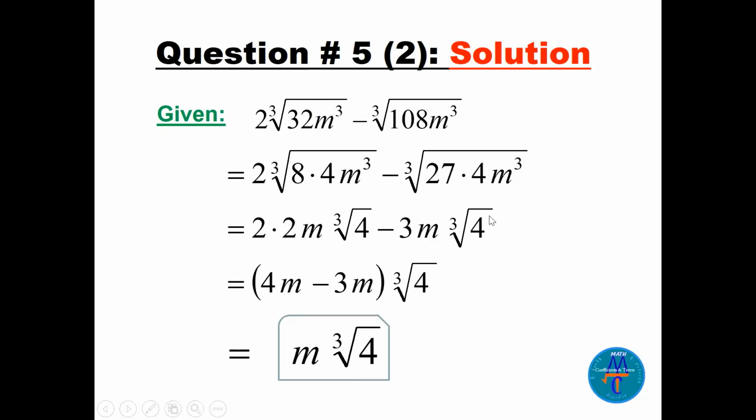Now we can take this cube root of 4 as common factor. You know, common factor outside. So now we have 4m minus 3m, which is m. That's the answer here. M cube root of 4.